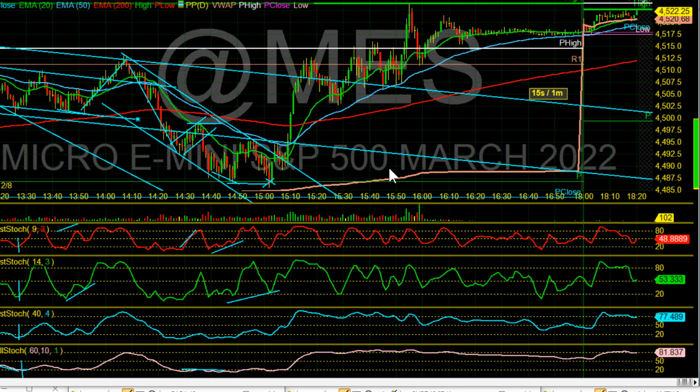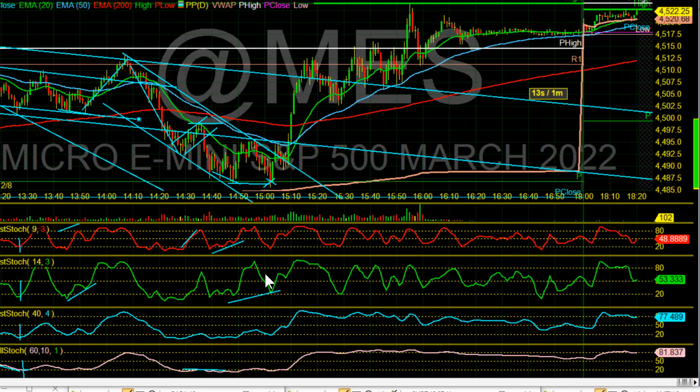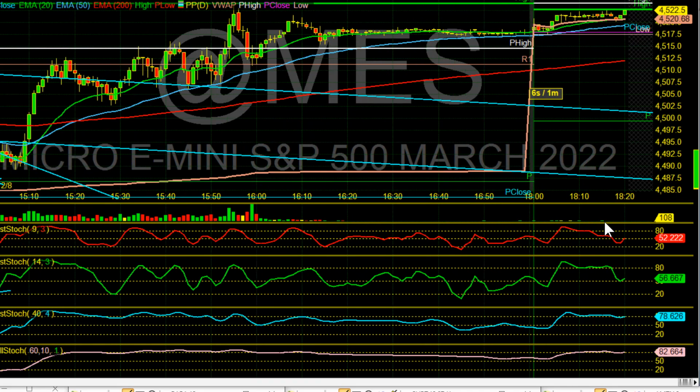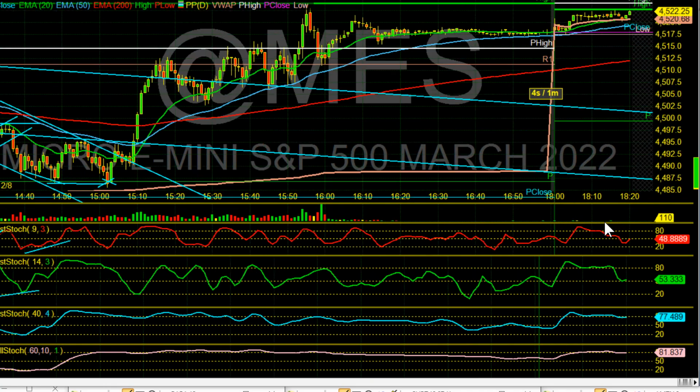I'm just talking about volume in the market. You can see here at the close all that volume. And then look at here. It's so hard to even see a candle.